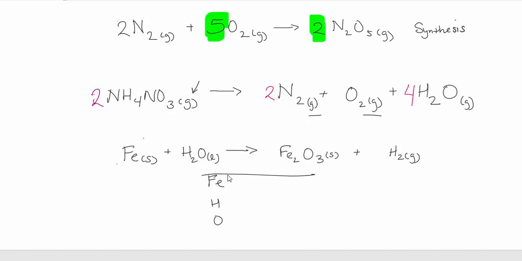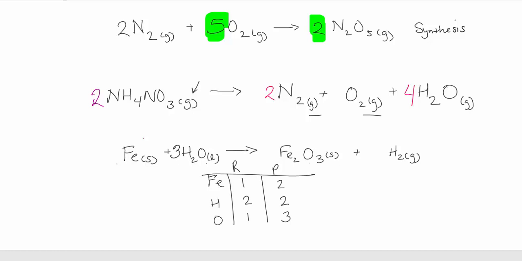So for the iron, we have 1 on the reactant side and 2 on the product side. For our hydrogen, we have 2 on the reactant side and 2 on the product side. For the oxygen, we have 1 on the reactant side and 3 on the product side. Now, because I only have oxygen in one place on either side of the arrow, then because I have 3 on the product side, I'm going to put a 3 as my coefficient on the reactant side.